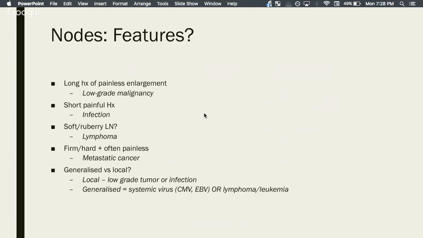So in terms of the features of nodes and what they relate to, if you've had a long history of painless enlargement, that's pointing towards a low-grade malignancy. Short, painful history is pointing towards an infection. A soft, rubbery lymph node is lymphoma as a buzzword. Firm and hard is a metastasis. Generalized versus local: if it's local, it could be a tumor or infection, whereas if it's generalized, you're thinking more of a systemic virus or lymphoma or leukemia.